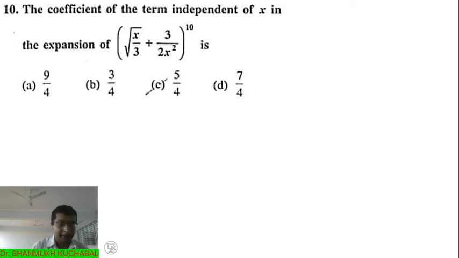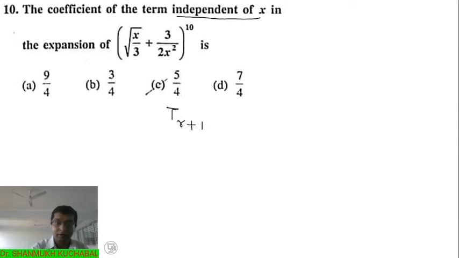Okay. So for the independent term, first we have to write the general formula. In the general formula, we take the x power. It is independent of x, that means the coefficient of x we have to equate to 0. If you simplify, we get the r value. That r value we have to substitute again, and we will get the independent term. Now in the general formula we will substitute all these values.